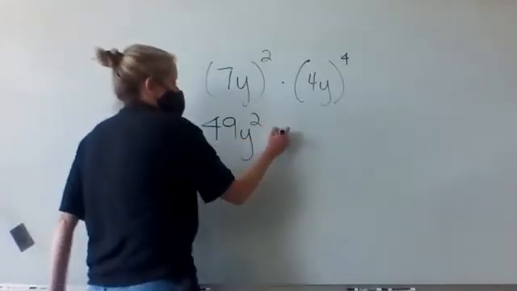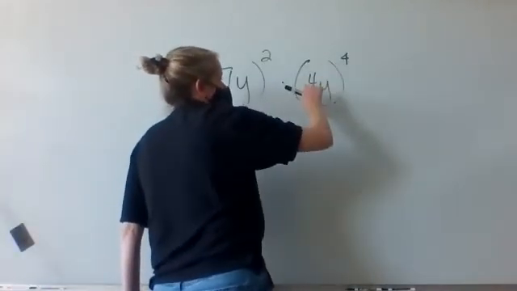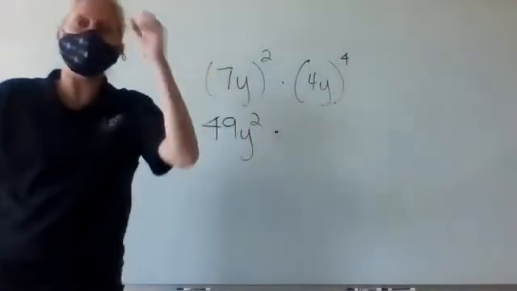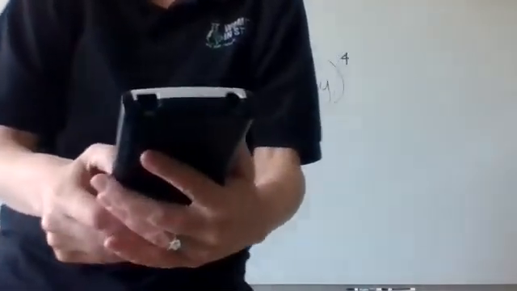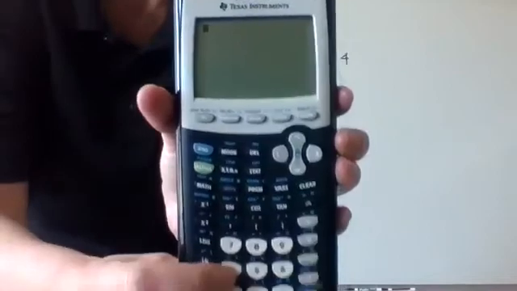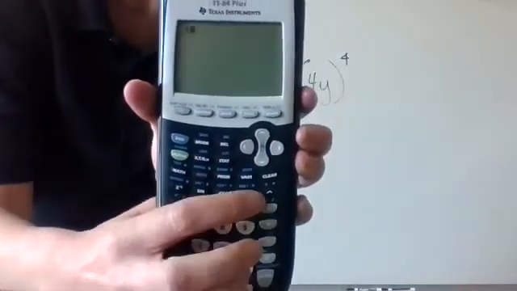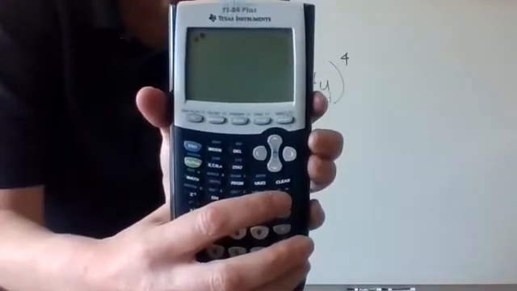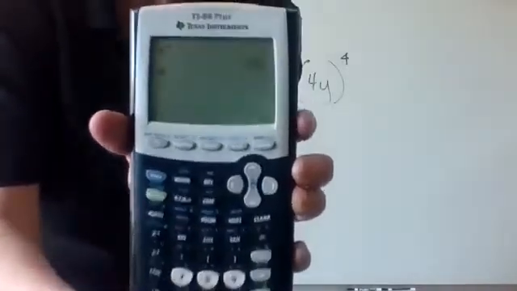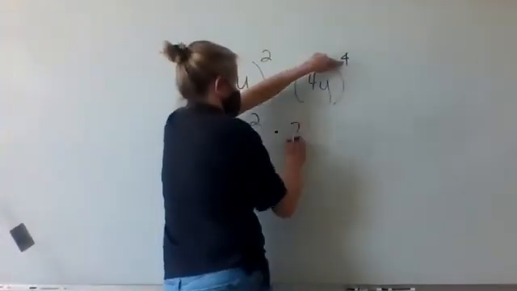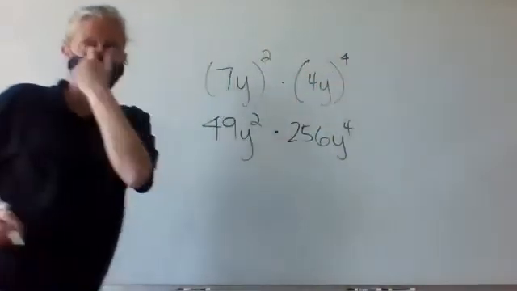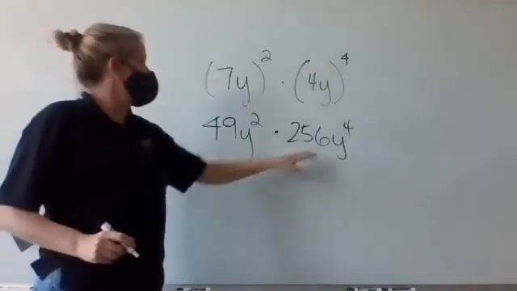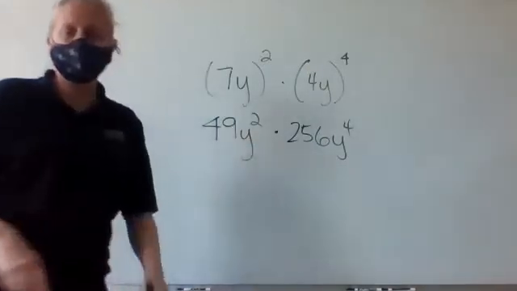I need to do the same thing over here. 4 to the 4th power means 4 times 4 times 4 times 4, or just punch that in your calculator. On your regular home screen, 4, go up in your exponent with the arrow to the 4th power, enter, which gives you 256. So that raised the 4 to the 4th power. You also need to raise the y to the 4th power. Now I can multiply this. Let's see, 49 times 256.